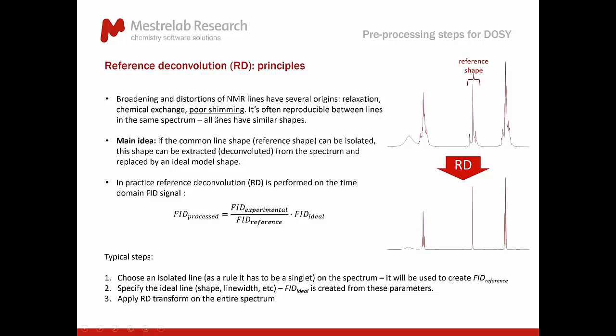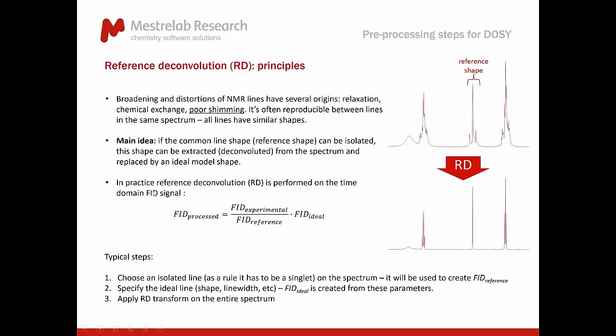The main idea is that if you have poor shimming, then the shape of all lines in your spectrum will be affected by this shimming, and all shapes will be the same. So the idea is, if you can separate one single line from your spectrum, let's call it the reference shape, to remove this shape from all remaining peaks and replace it with the ideal shape, for example, Lorentzian or Gaussian. And that's what reference deconvolution does.